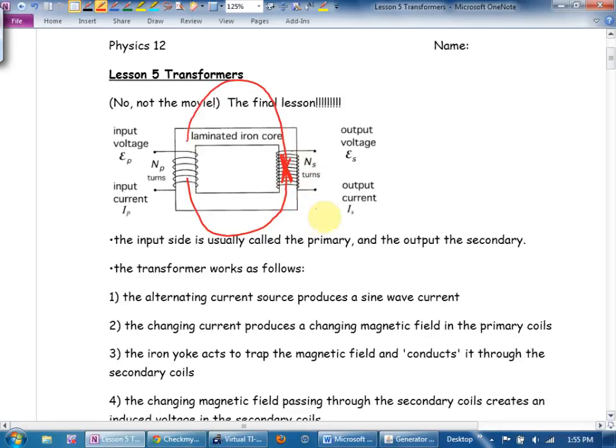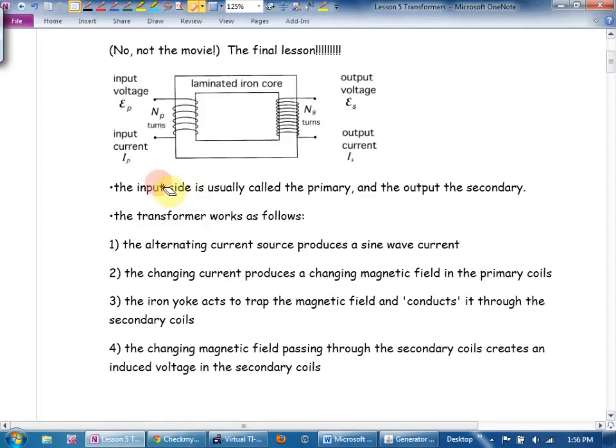If you have a changing flux, you will induce a current. It's an easy way to pass current from one part to another without having to have a circuit connector in between. These wires do not actually touch each other. It's the magnetic field from this coil that induces a current over here. The input side is usually called the primary. The output is called the secondary.